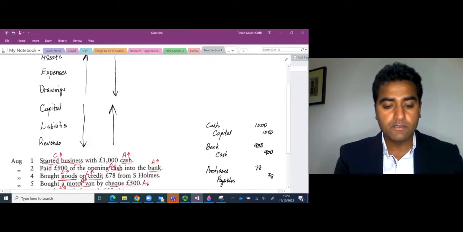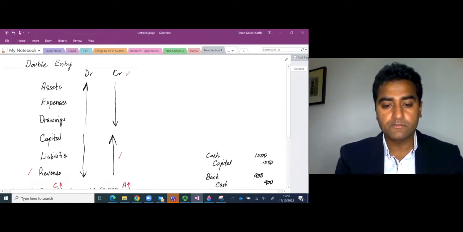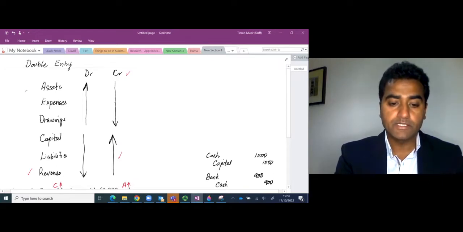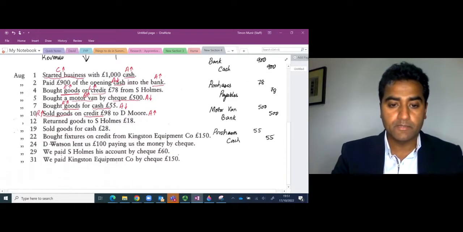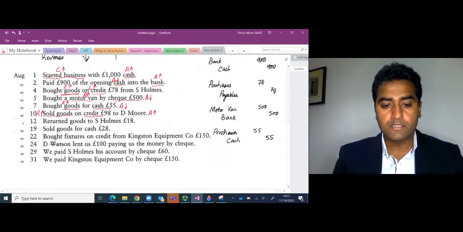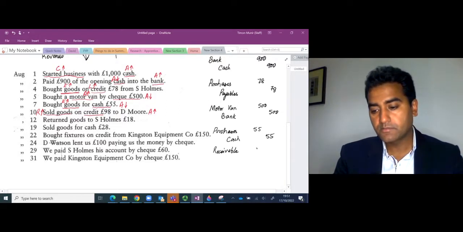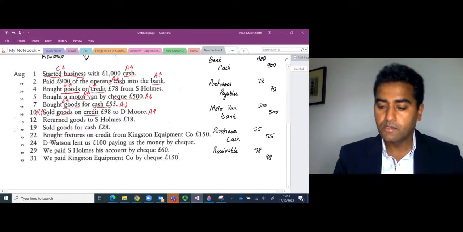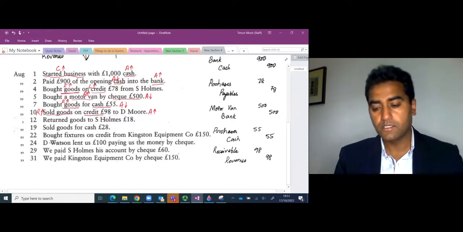Now looking at the table, when there's an increase in revenue, we credit it. Receivables are my assets. When there is an increase in asset, it is debit. Therefore, my double entry will be receivables debit and revenue is credit, for £98.